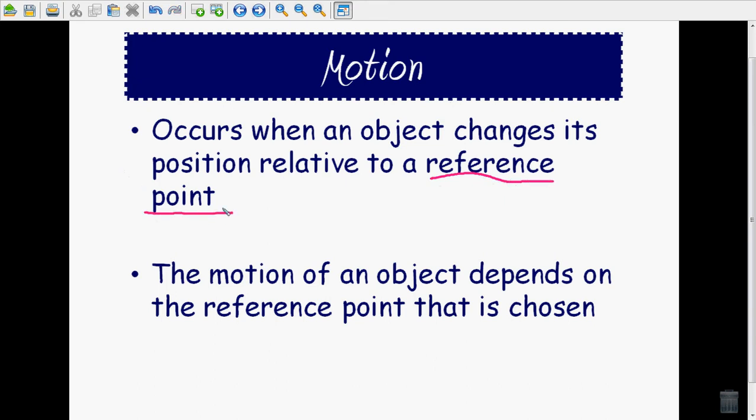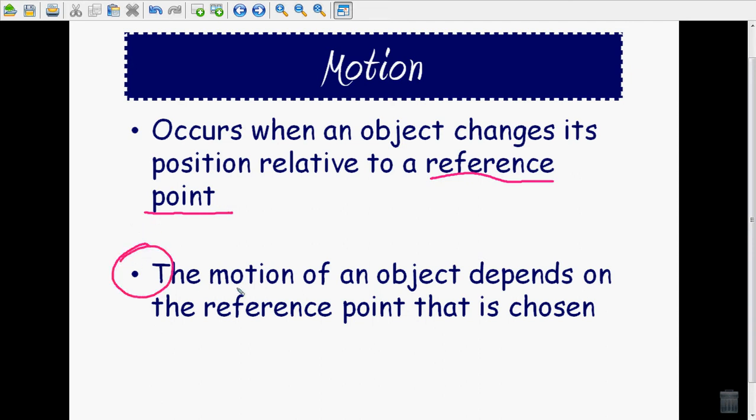So we have to pick a point that we are talking about in general. You might see a mailman delivering your mail. Has the mailman moved? Well, yes, if you see it move in relationship to a reference point, meaning in reference to your mailbox, in reference to you. But again, that's in reference to whatever you're talking about. It's important to choose a general reference point, and that's what the next point is talking about.